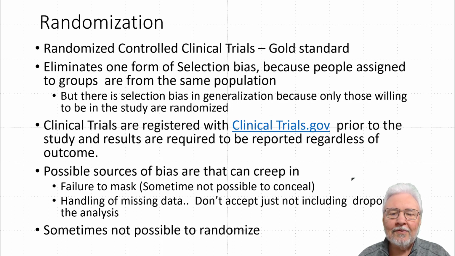So we have control, no bias, and randomize. So the randomized controlled clinical trial is the gold standard. It eliminates one form of selection bias because people are assigned to groups, they're from the same population. So from a random perspective, everybody is at least balanced. You're not preferring a particular person for a group because you've randomized it.